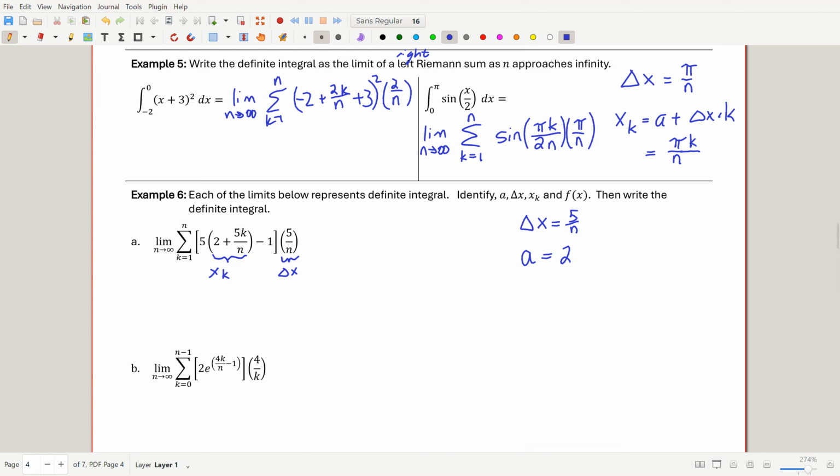So then what's our b? Remember that delta x is telling you how wide your interval is. So b never shows up anywhere. You have to figure it out. But if you're starting at positive 2 and your interval total width is 5, then b is 7. Yep. So I think we're there. I guess I did ask you to identify x sub k, which we did. I just highlighted it in there. So that works. So we have the integral from 2 to 7.